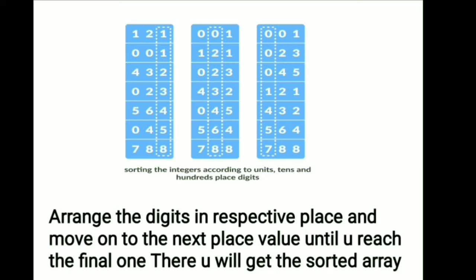In the next box we can see that the digits are arranged in the tens place according to the value 0 to 9, in increasing order. And later it moves on to the hundreds digits, 0 to 9, and then we will get the increasing sorted order of the considered array. So arrange the digits in the respective place and move on to the next place value until you reach the final one. There we will get the sorted order.